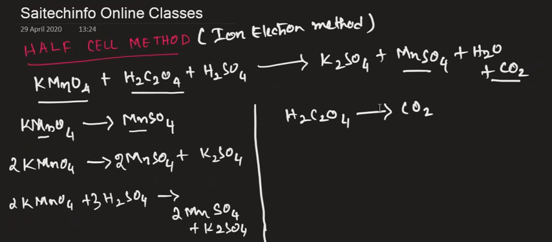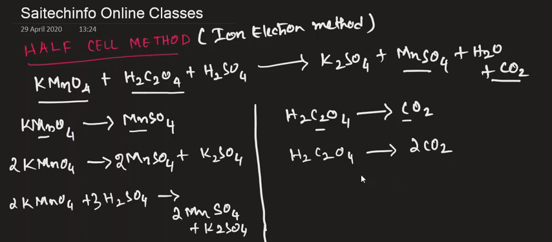Now let us come to this side. H2C2O4 becomes CO2. So I have to adjust the number of carbon atoms. That should be focused. So I can multiply this carbon on the right side by 2. So H2C2O4 gives 2 CO2.